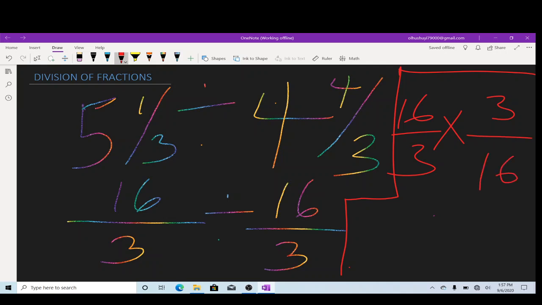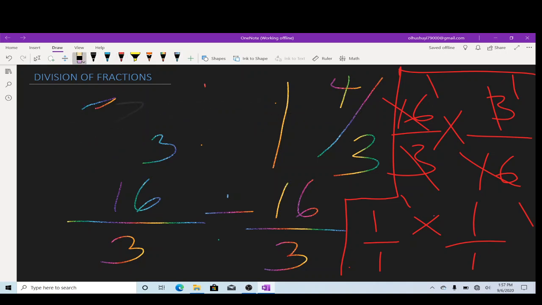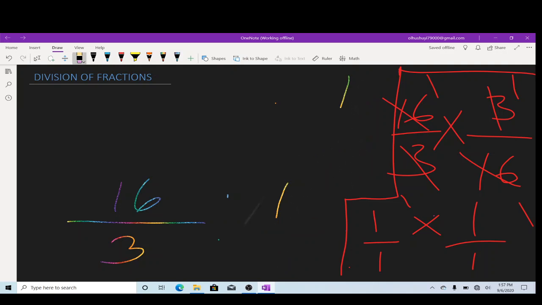In fact, from here, any number divided by the same number is 1. Just to confirm that, if you have changed this to multiplication, we will be having 16 upon 3 times 3 upon 16, and 16 in 16, of course, is 1. 3 in 3, 1. So you have 1 over 1 times 1 over 1. That will give us 1 times 1, 1, over 1 times 1, 1, and that becomes just 1.